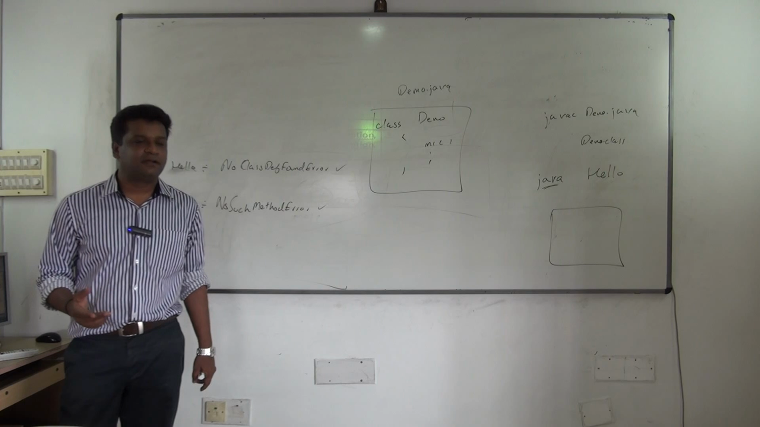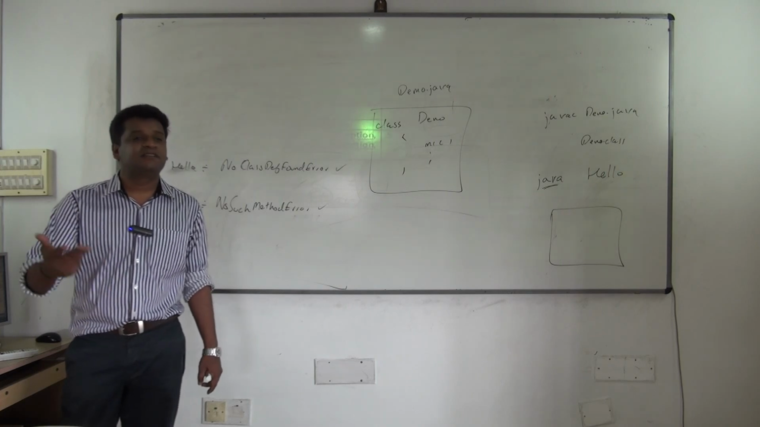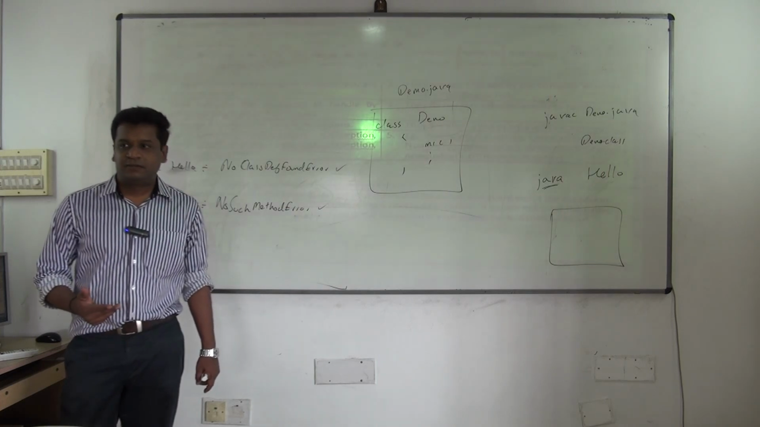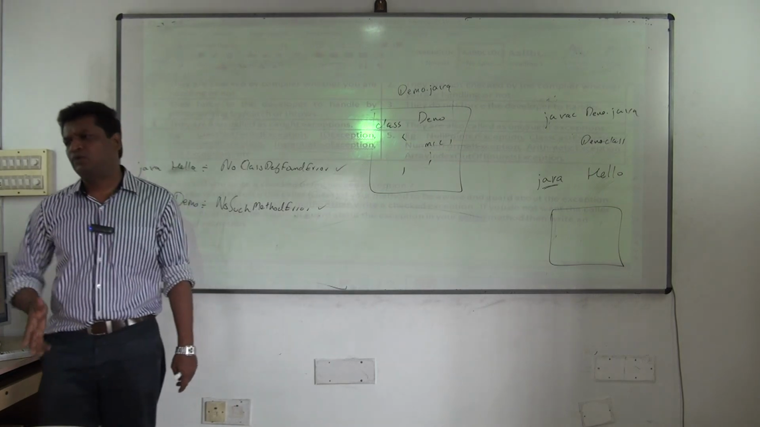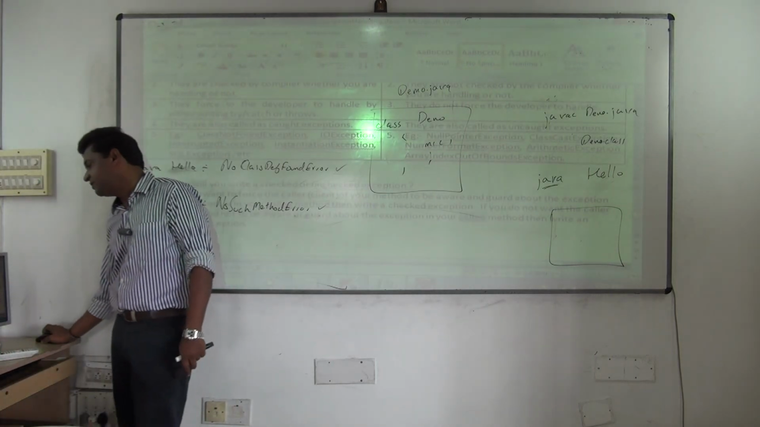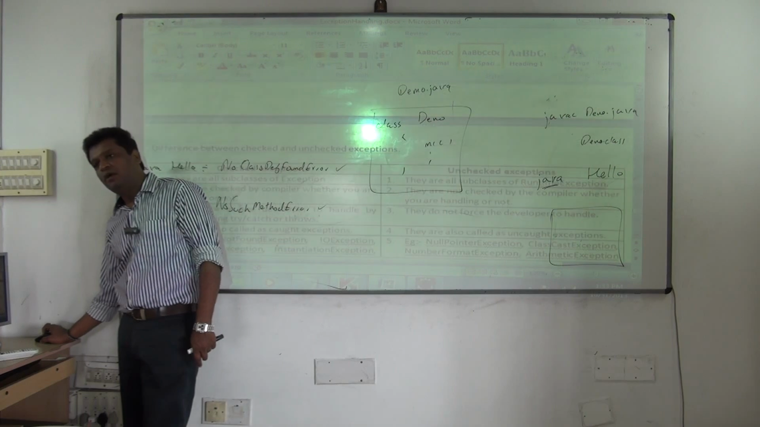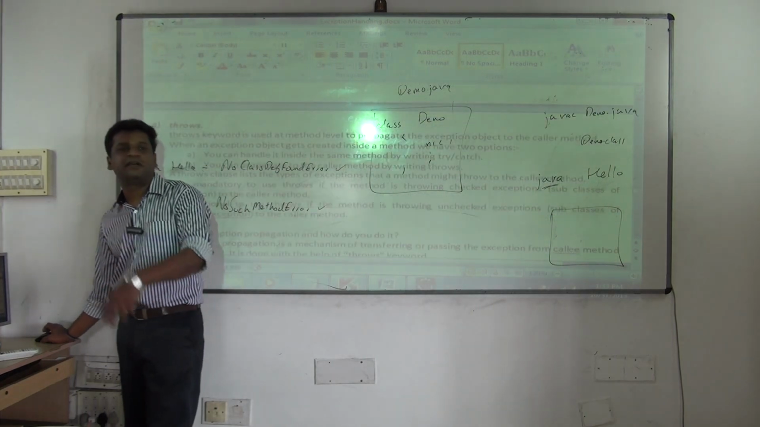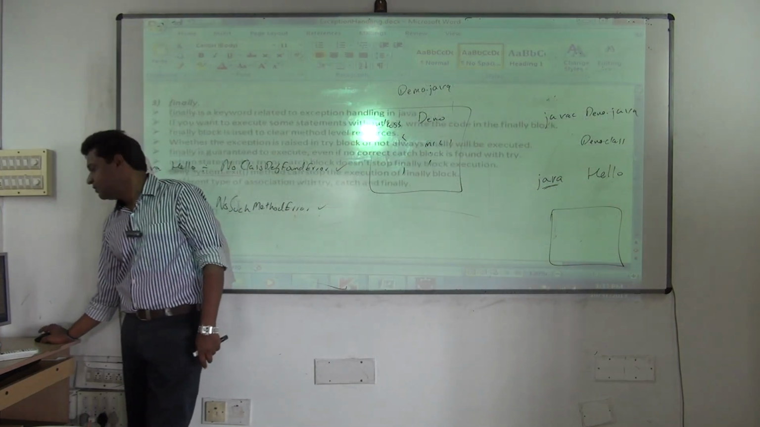Similarly, out of memory error, what happens? When too many objects are created in the heap and they are all referenced, but too many objects are getting created, that time what happens? Out of memory error will occur. We have discussed this in garbage collector. So this was the error.